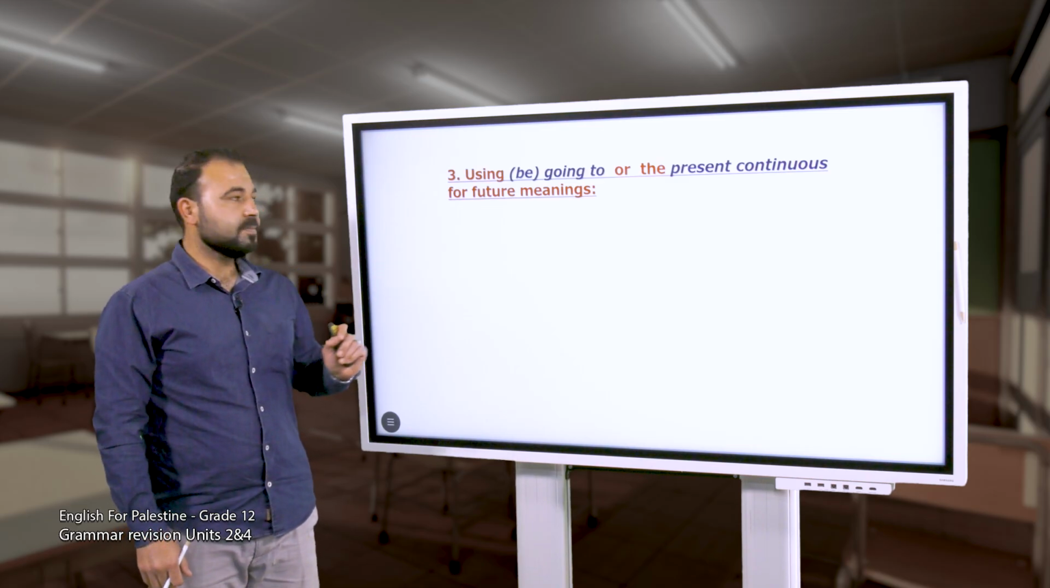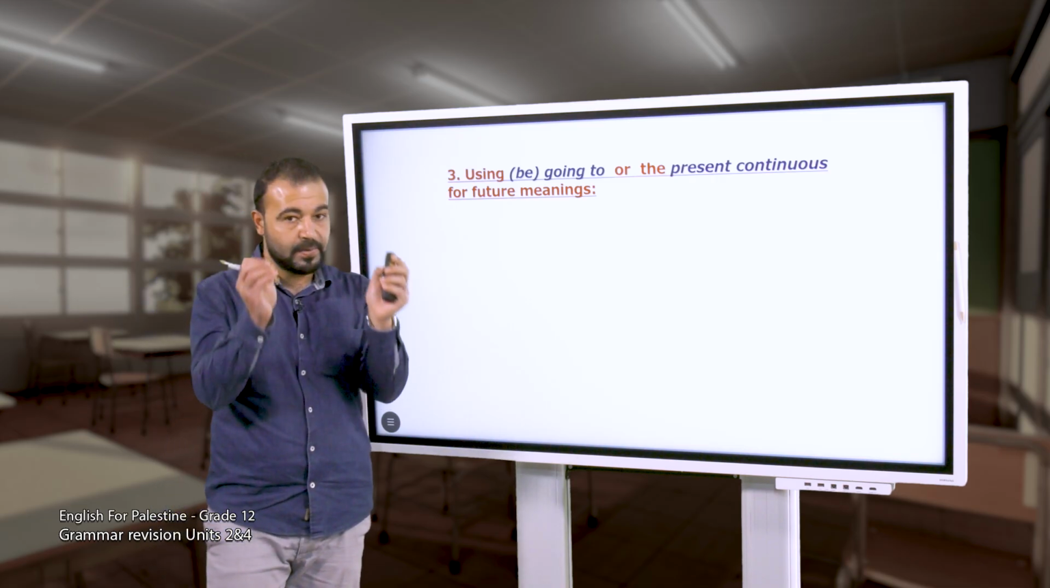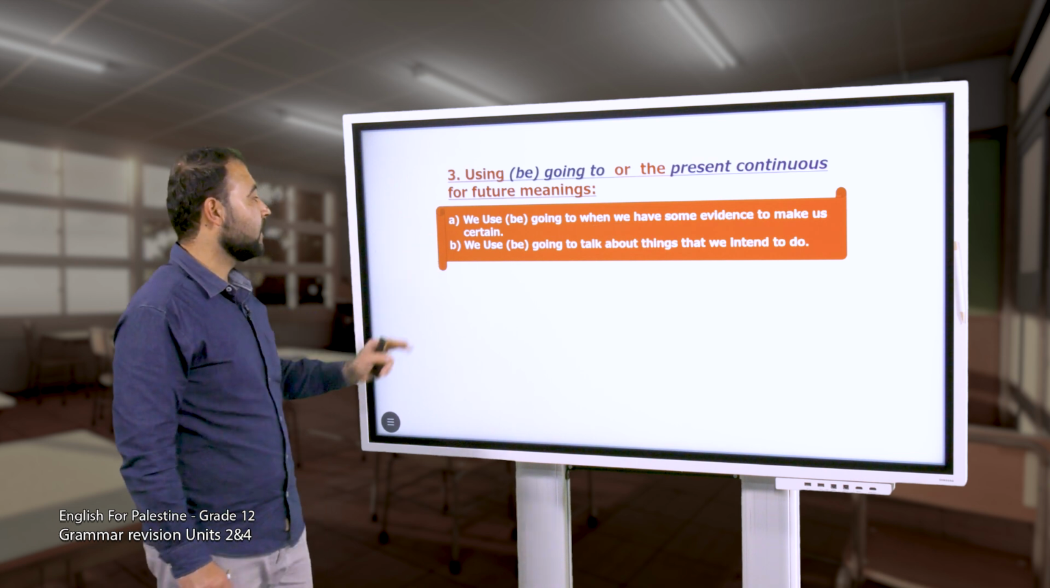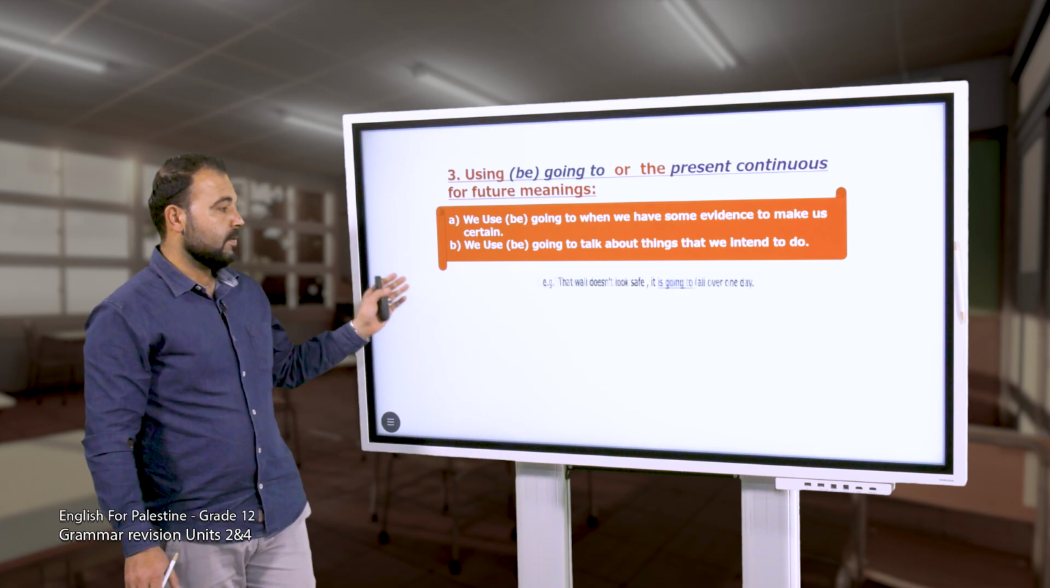Number 3 now. Using be with going to or the present continuous for future meanings. This is very simple. Pay attention, please, and let's see the first explanation here. A. We use be with going to when we have some evidence to make us certain. And number B, we use be with going to talk about things that we intend to do, for intentions.